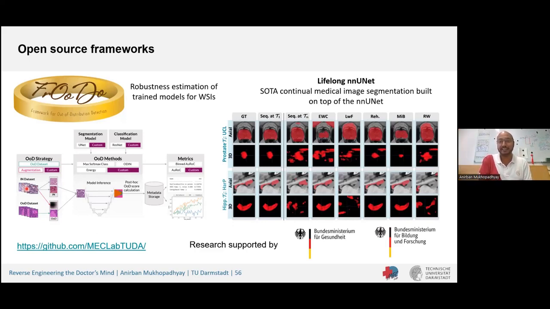How good or bad you are doing continually. So we took the state-of-the-art medical image segmentation framework and built in the continual learning framework, so that you have the assurance of the nnU-Net performance, and then you can see how, if you are training things continually, the performance would evolve in the later parts. So do check it out.